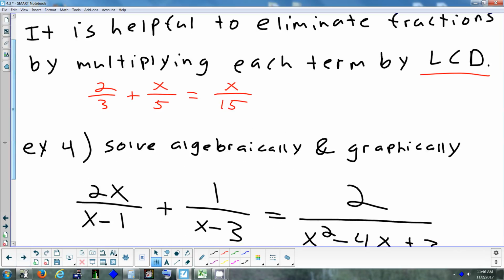Because if I do that, the 3 is going to cancel, the 5 is going to cancel, and the 15 on the other side would cancel. Everything would cancel out. So you multiply that by 15, 15, 15. On that side, the whole thing is gone. On this side, now you just have to reduce. 3 goes into 15 5 times. 5 goes into 15 3 times. And I'm left with all 1s as my denominators. That's exactly what we're going to do right now.